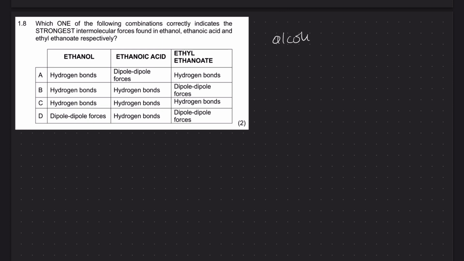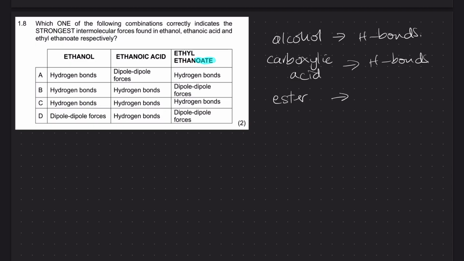And alcohols have hydrogen bonds. Ethanoic acid is a carboxylic acid. And carboxylic acids have hydrogen bonds. They actually have 2 hydrogen bonds. Ethyl ethanoate, since it ends in oate, tells us that that's an ester. Esters do not have hydrogen bonds, they have dipole-dipole. So the answer here is going to be B.